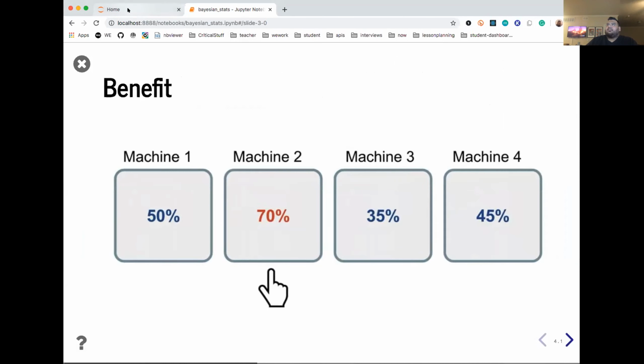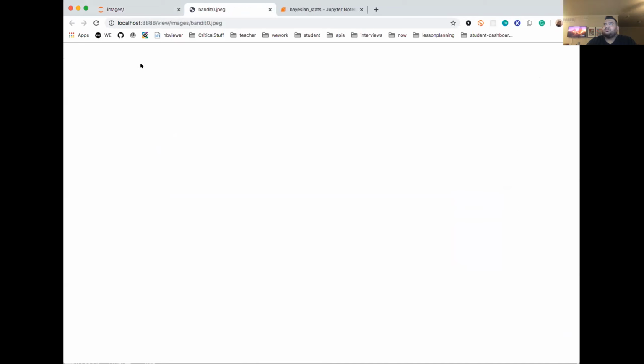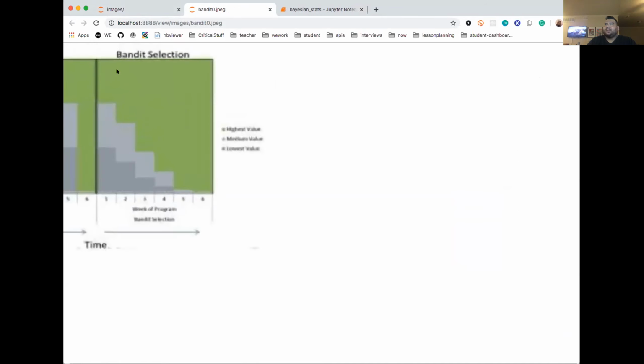Oh, I don't have this image up. Let me see if I can pull it. Is it this one? I think it's because the image was super tiny.